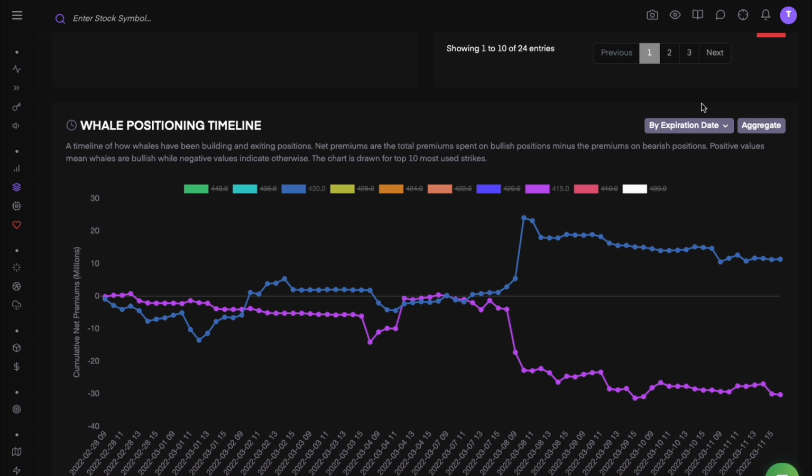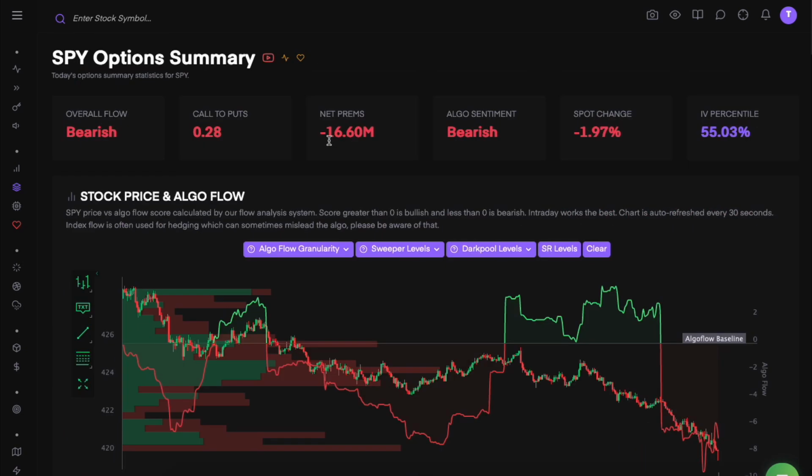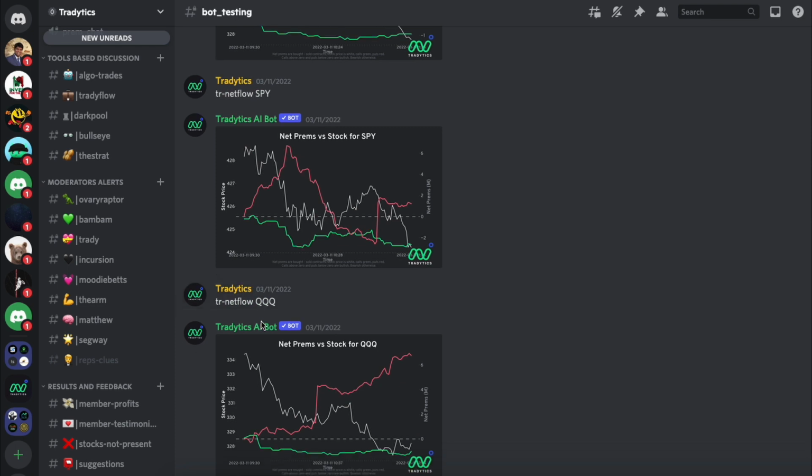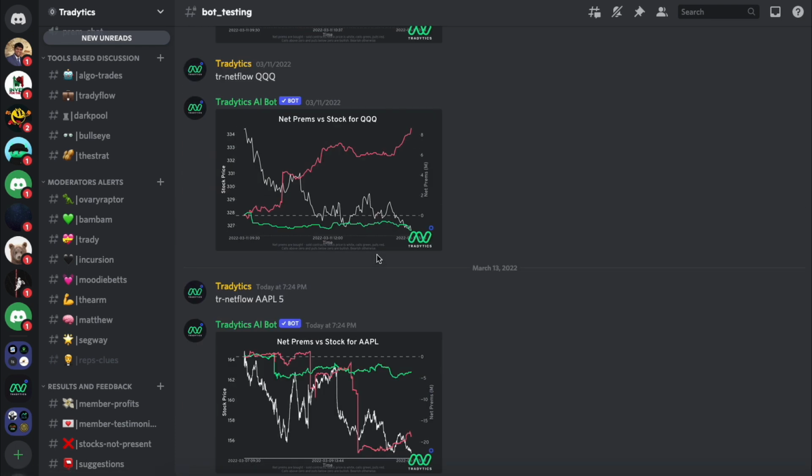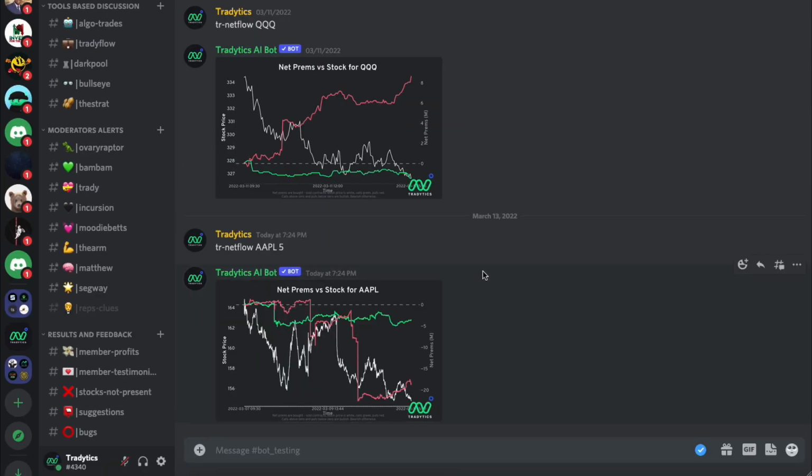So these were some of the widgets that I wanted to talk about. And obviously there's a lot more stuff in here that I haven't talked about. We do have many of these widgets in our Discord as well. So we have the net flow, we have the whale watch.